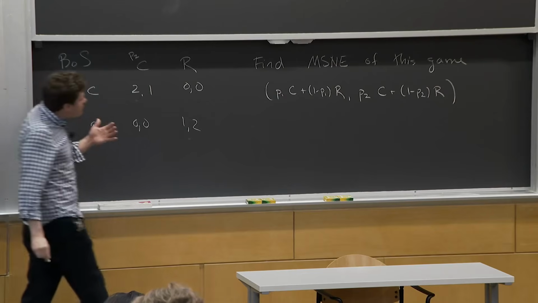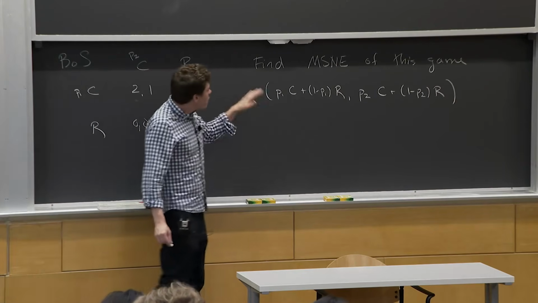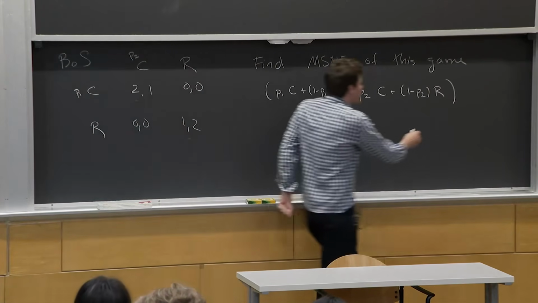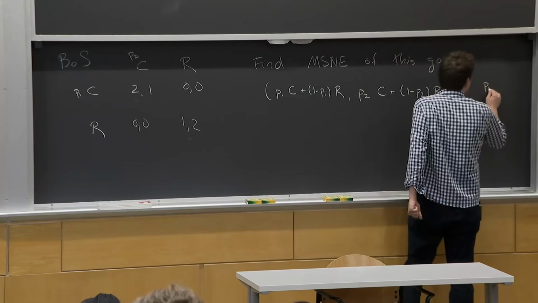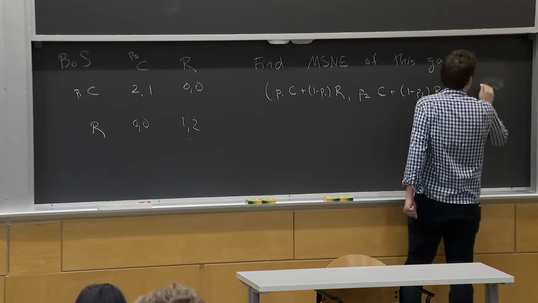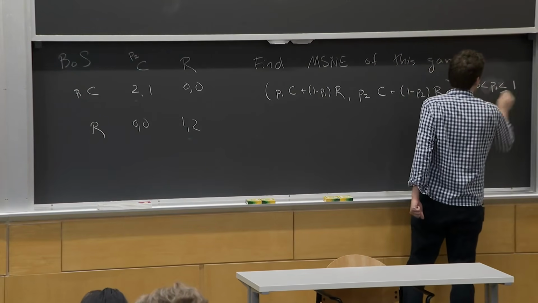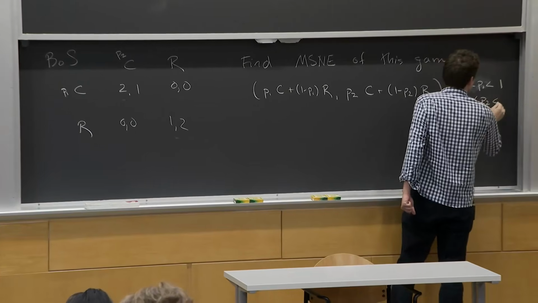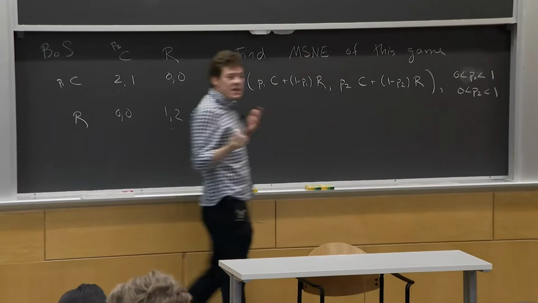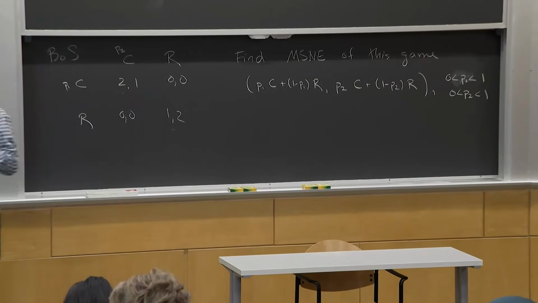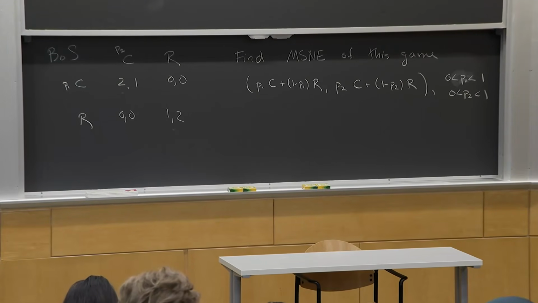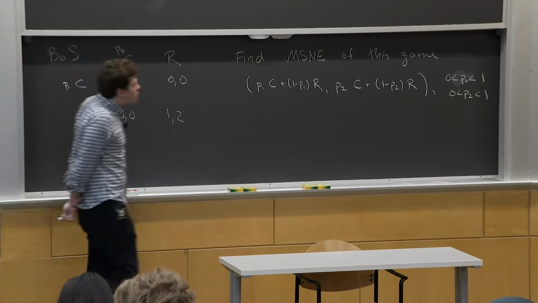And we want to find an equilibrium of this form where we want it to actually involve mixing. So let's say 0 is less than P1 is less than 1, and 0 is less than P2 is less than 1. This is what we want. We want something where each player is actually mixing. They're not just playing one strategy with probability 1.